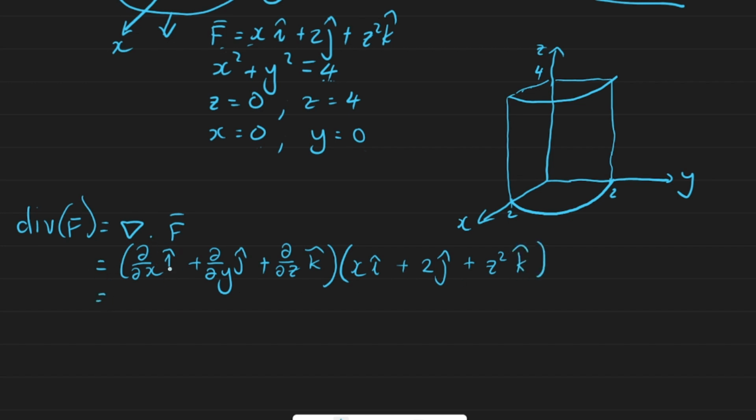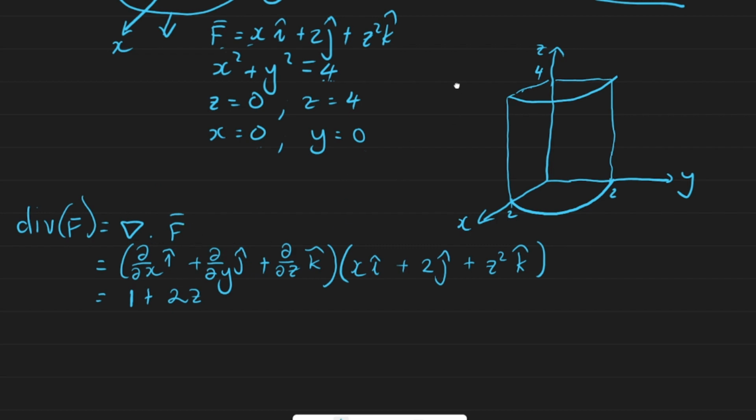Of course, it's the dot product, so i times i gives us 1, and the rest of it, perpendicular vectors multiplied with the dot product, give us 0. So what we're left with is ∂x with respect to x, so that just gives us 1. ∂y of y squared, okay, that's going to give us 0. And ∂z of z squared, so that's going to give us plus 2z. Okay, so this is the divergence of this vector f.